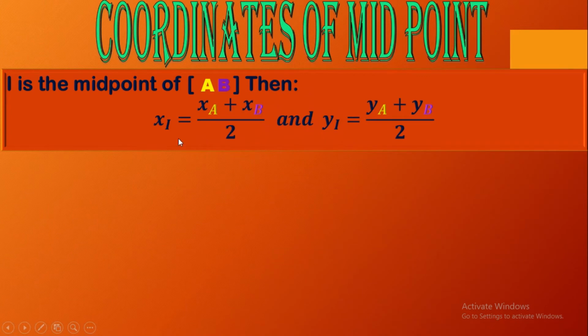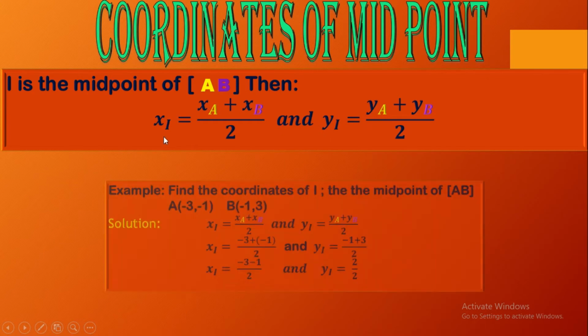Now let's learn together how to find the coordinates of the midpoint. If we have a segment AB, we want to find the coordinates of the midpoint I of this segment. We directly say that xI equals (xA plus xB) over 2. We also say that yI is equal to (yA plus yB) over 2, as you see here. This is a rule which is very important. Let's have an example together.